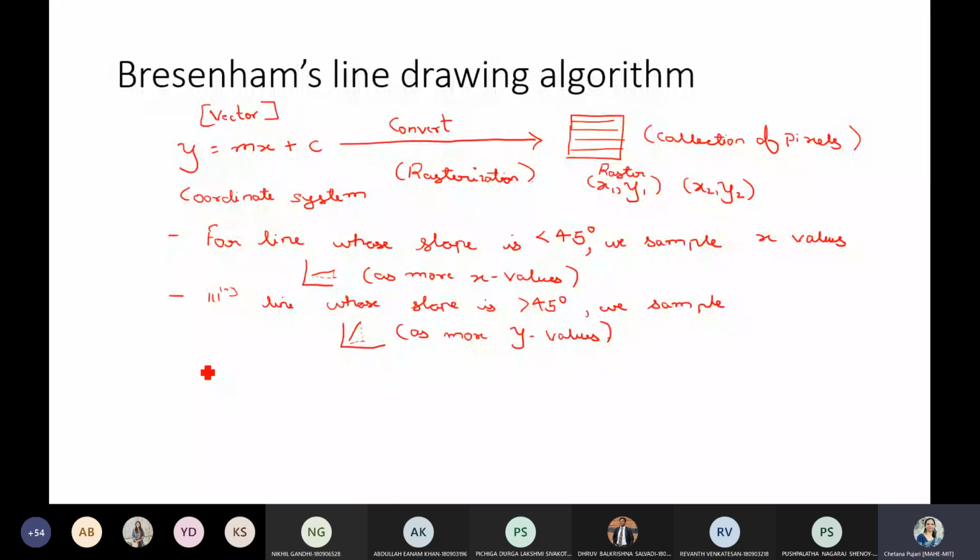And for slope equal to 45 degrees, what is the condition on sampling? It is equal at both ends. Both x and y values will be equal. So you get equal samples, either you're going with the x value or you're going with the y value. Here slope is equal to 1. So this is what we discussed in the previous class.